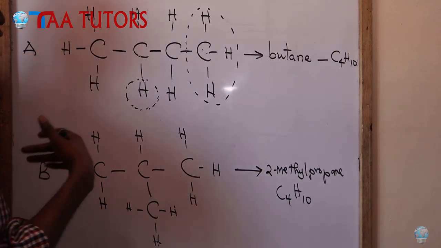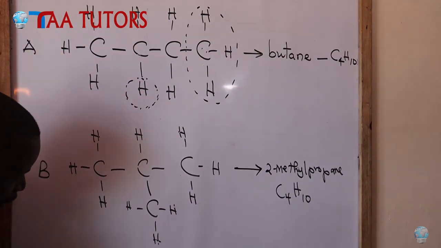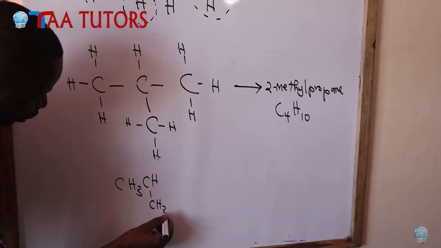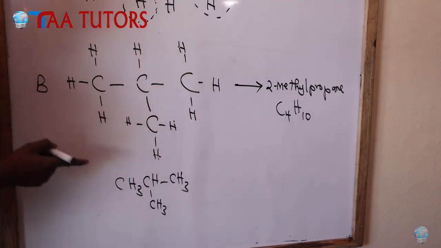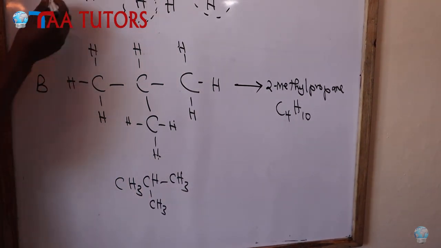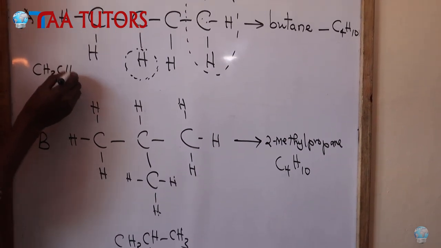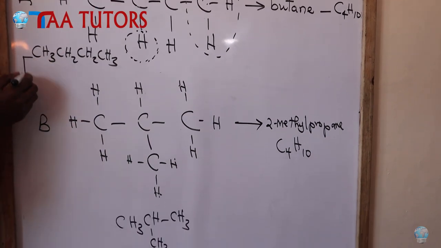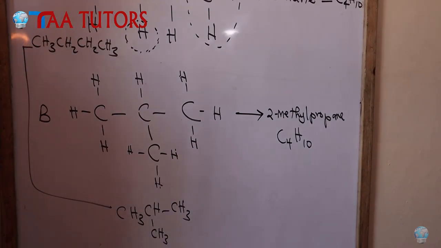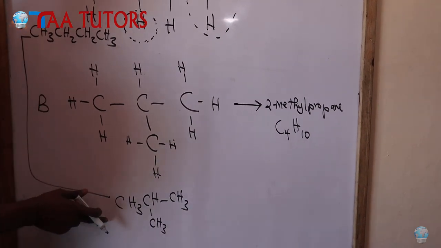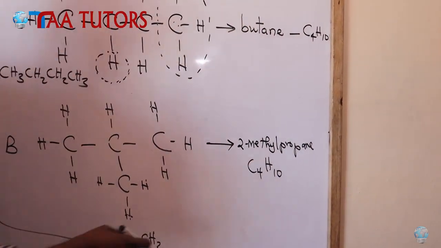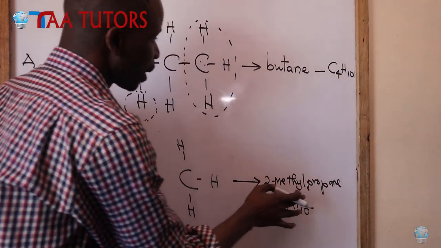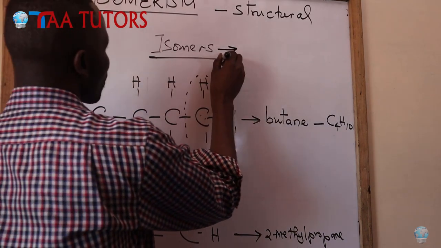If you're doing structural formula, we know the structural formula could be CH3. This is the structural formula of this compound. The structural formula of this compound is CH3. Can you tell me that this structure and these ones are the same? The answer is no. The structures are different, but the molecular formulas are the same. It means that compound A and compound B, that is butane and 2-methylpropane, are referred to as isomers.